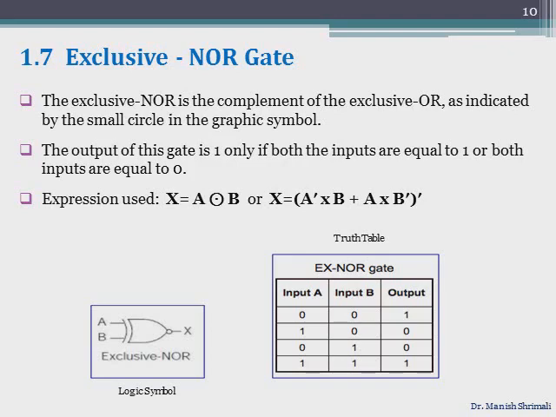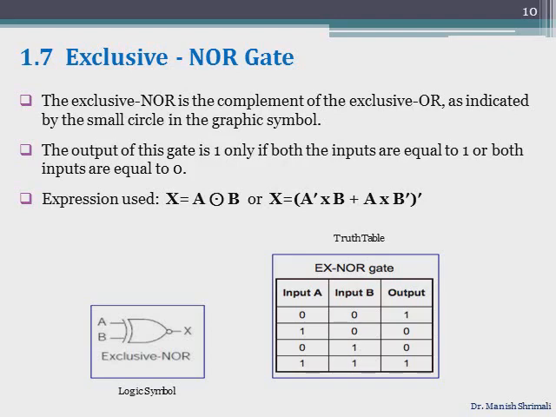And the output of this gate is 1 only if both the inputs are equal to 1 or both the inputs are equal to 0, as you can see in the truth table. The exclusive NOR gate gives us 1 when both the inputs are 0 or when both the inputs are 1.